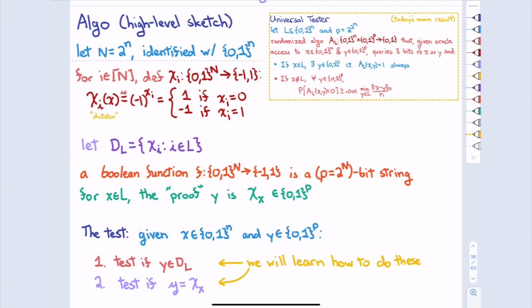And there's another test to test if Y is this dictator function in particular. Of course, if you concatenate that together, then you'll show that chi of X is in D sub L, which means X is in L. Seems kind of crazy.